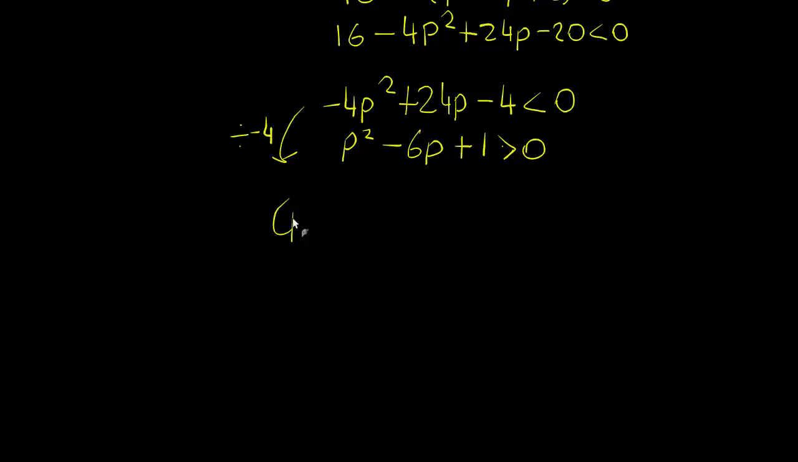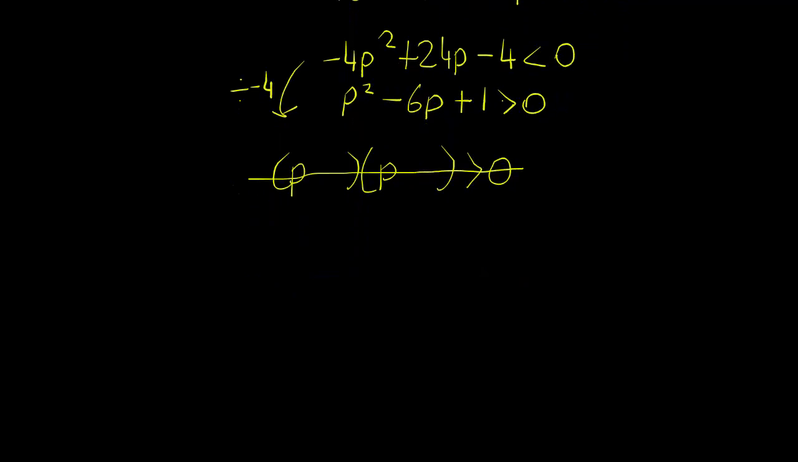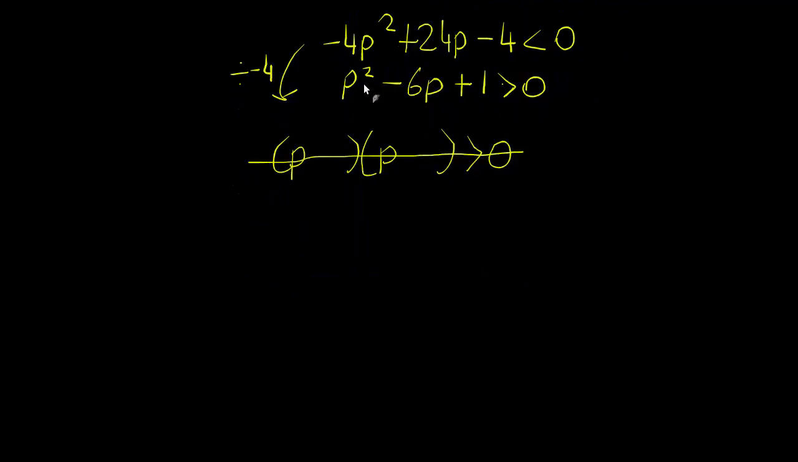So p and p, and then we need two numbers that multiply to make 1 and add to make 6. Actually, it won't factorise, will it? Because we need two numbers that multiply to make 1, so that can only be 1 and 1, and they can't make 6. So we can't factorise this one. Since this won't factorise, we need to complete the square.